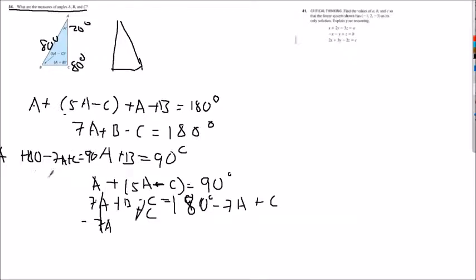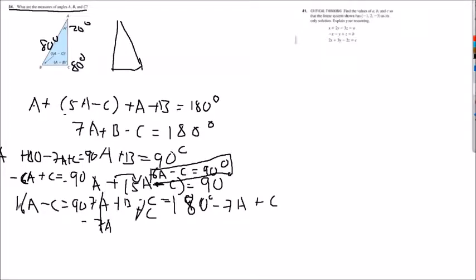If we subtract 180 on both sides, we get minus 6a plus c is equal to negative 90. And then we can have 6a minus c is equal to 90. And that's the exact same thing as this equation: 6a minus c is equal to 90. So this equation has infinitely many solutions, and I just showed you one of the solutions.